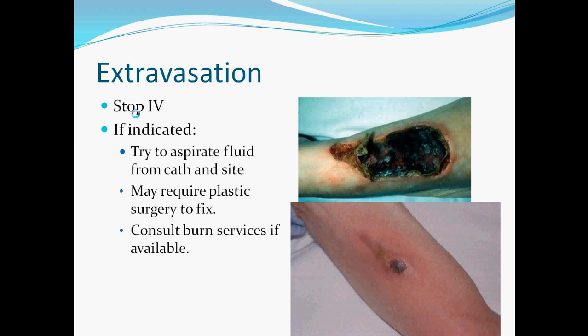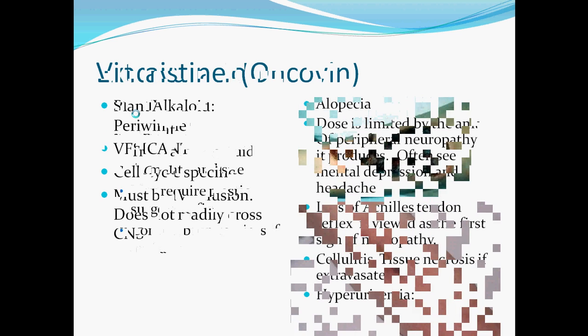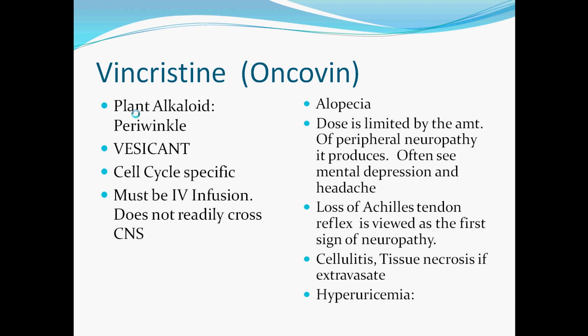Let's talk about vincristine right quick. It's a plant alkaloid. It is a vesicant, so we need to watch that while we're infusing it. It is cell cycle specific, and it must be IV infusion. It does not readily cross the CNS, so it's not going to be effective in certain types of cancers. Side effects: alopecia. The dose is limited by the amount of peripheral neuropathy it produces. You often see mental depression and headaches with this particular drug.